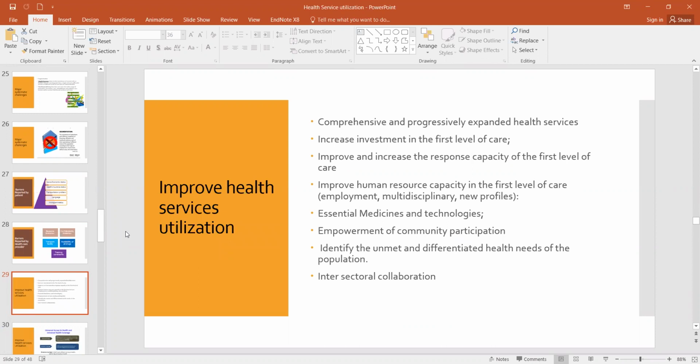How do we improve health service utilization? We improve health service utilization by comprehensive and progressively expanded health services, increased investment in the first level of care, improved and increased response capacity of the first level of care, improved human resources capacity in the first level of care, employment of multidisciplinary new profiles, essential medicines and technologies, empowerment of community participation, identifying the unmet and differentiated health needs of the population, and intersectoral collaboration.